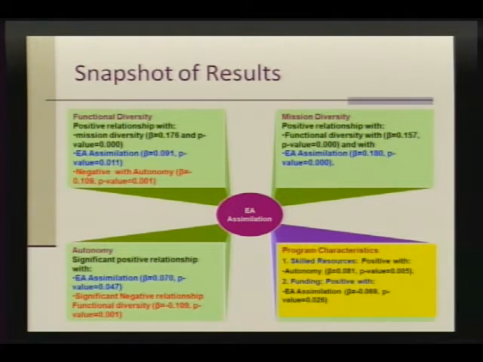This is a snapshot of the results. But I won't dwell too much on this because the next slide will explain it, and we'll come back to this because this will be the closing slide. And there's a story to tell about this. But just at a very high level, functional diversity had a positive relationship with mission diversity. Diversity itself had with functional diversity.